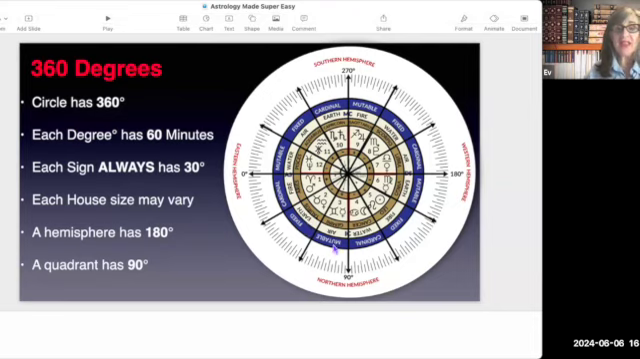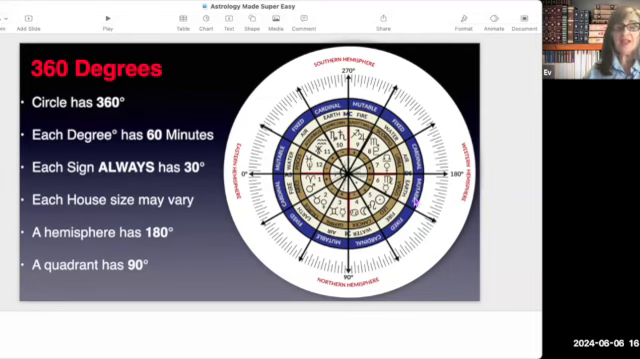Gemini is a mutable air sign. Cancer is a cardinal water sign. You notice this is the second cardinal sign. You see that? And it's in water. Leo is a fixed fire sign, which is the second fire sign. First fixed fire sign. Okay, there you go.